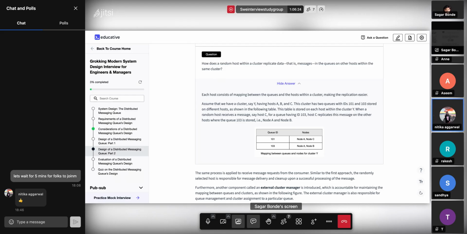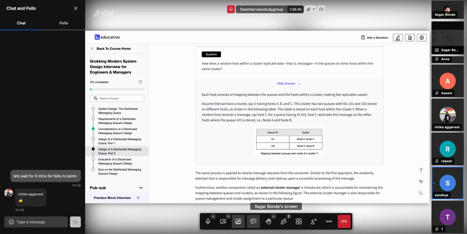Okay, so shall I read further, or do you guys want to stop here? I just have one question. Sure, go ahead. Like, it's a leaderless application, but we have a mapping for this queue and node actually.